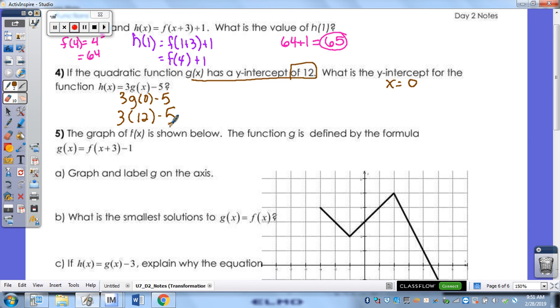So I can plug that 12 in there. So 3 times 12 is 36, minus 5 gives us a 31. The other way you could have done that is you could have listed out what the transformations were. This one had 2. You got to multiply by 3 to stretch it out, then down 5. So essentially that's what we did to the y-intercept, is we took the 12, we multiplied it by the 3, and then we moved it down 5. So we stretched it by 3 and then down 5.